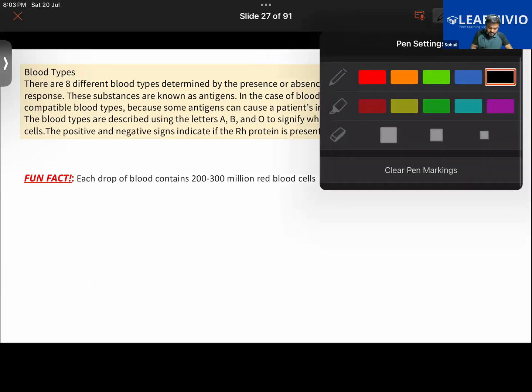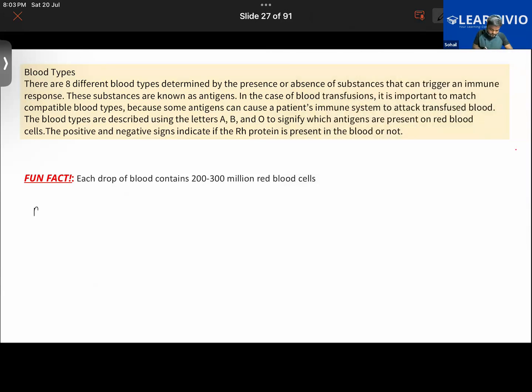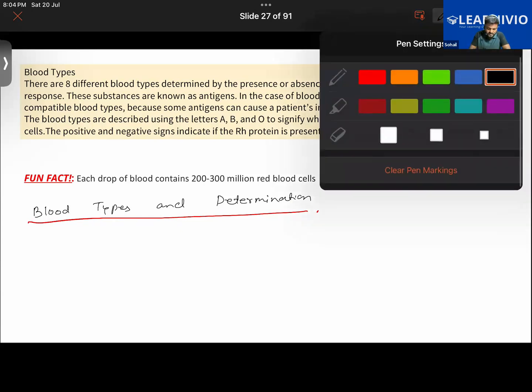So you would be giving the topic blood types. Yeah, you have to give this topic first of all. Blood types and determination. So blood types and determination.